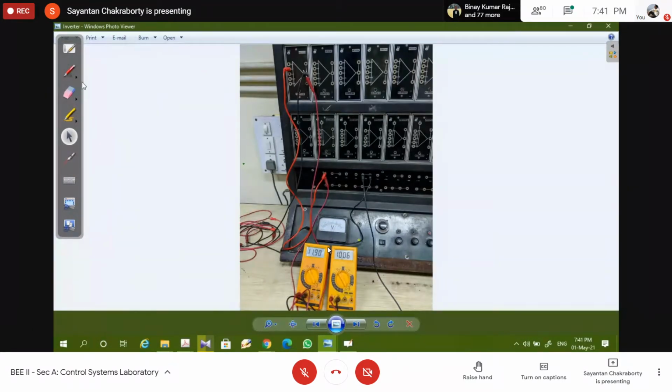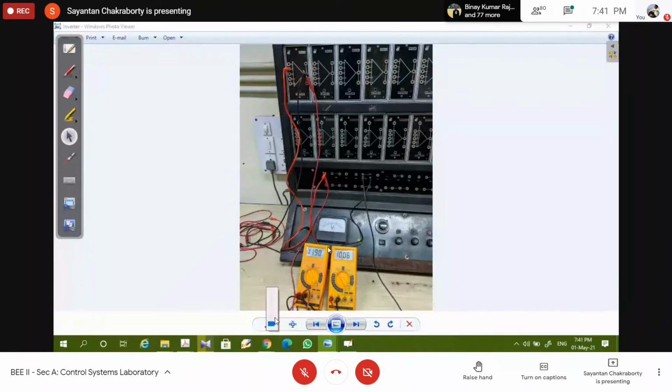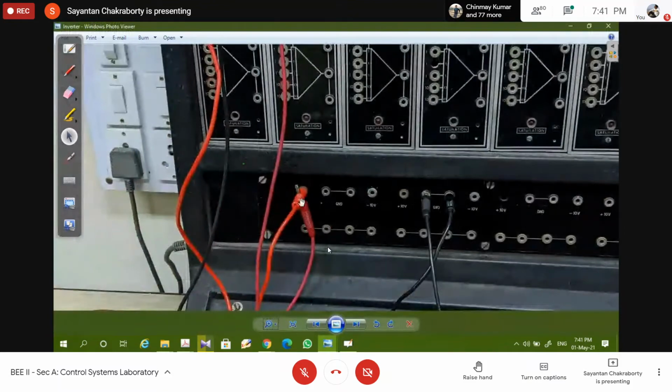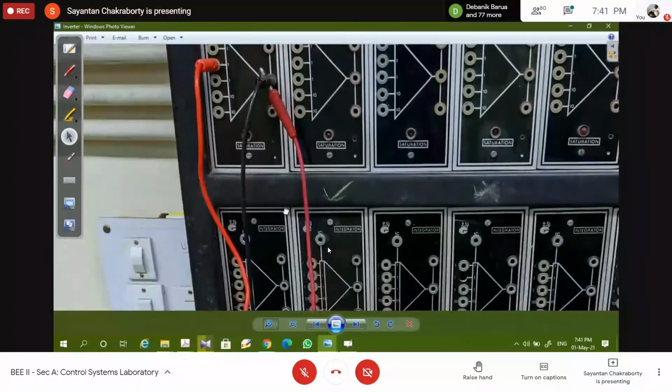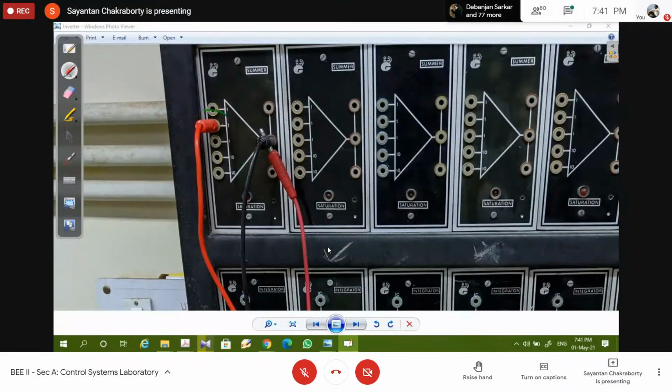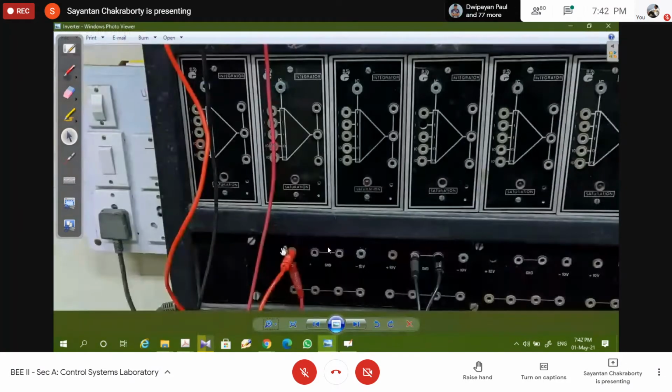See the connection diagram, how the connection has been done. If I zoom in, sorry, I've zoomed it too much. This plus 10-volt supply is connected to this one input terminal. So what do you expect at the output terminal? The output terminal should ideally have a value of minus 10 volt, since it's a simple inverter. So we are just connecting the output terminal to a meter that is provided over here.